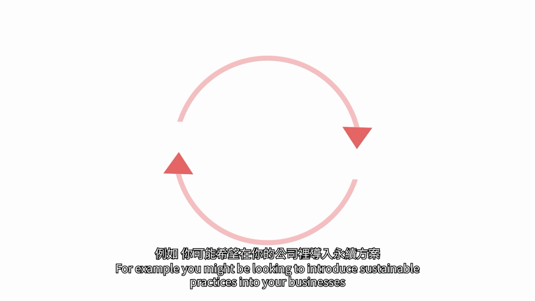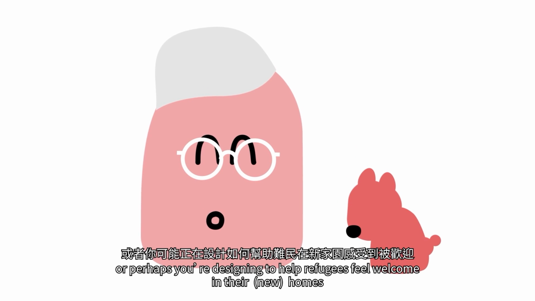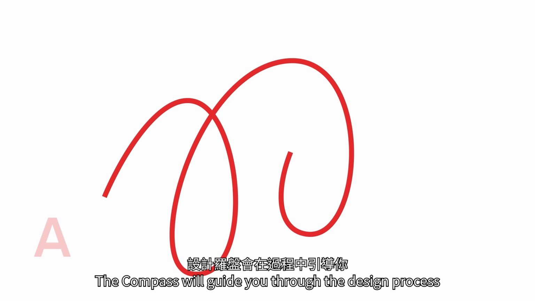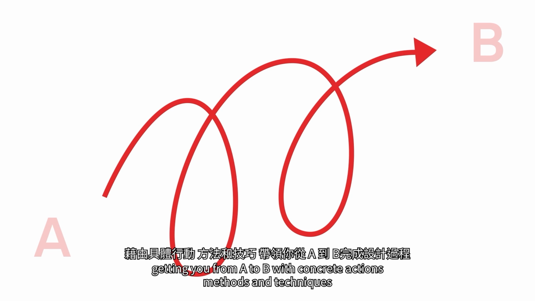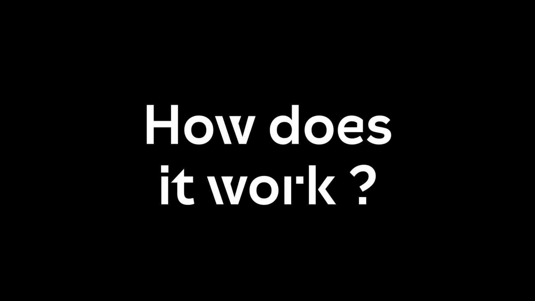For example, you might be looking to introduce sustainable practices into your business, or perhaps you're designing to help refugees feel welcome in their new homes. The compass will guide you through the design process, getting you from A to B with concrete actions, methods, and techniques. So how exactly does it work?